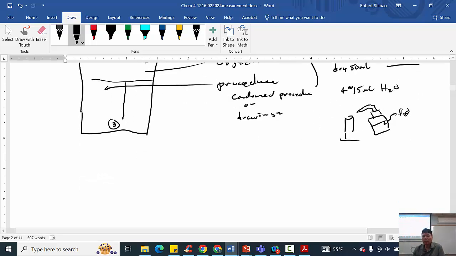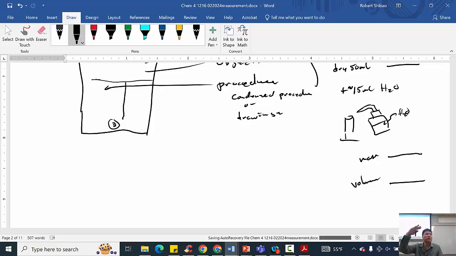Okay, now what we need to do is we need to measure the mass and the volume as precisely as possible. So even though what they mean by it doesn't have to be exactly 15 is just get it about 15 and then measure it as precisely and as accurately as possible. So about 15 milliliters of water, but we want as precise and as accurate of mass and volume measurements as possible.